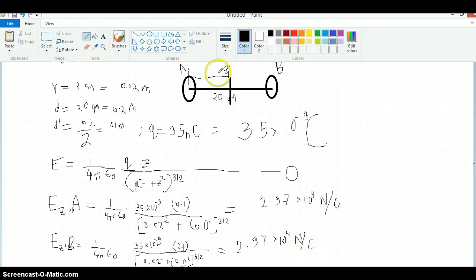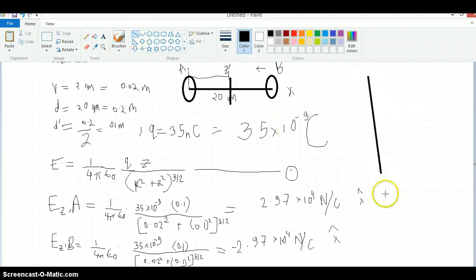Now there is a question to think about. Since these are on the same axis, if we suppose this axis to be the x-axis, then the direction of the electric field at the point due to A is going to be in the positive x-axis. Similarly, for B, if we take it in this direction, it's going to be in the negative x-axis. So this value is going to be negative.